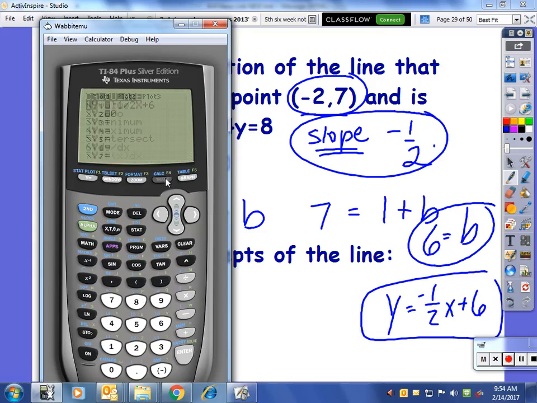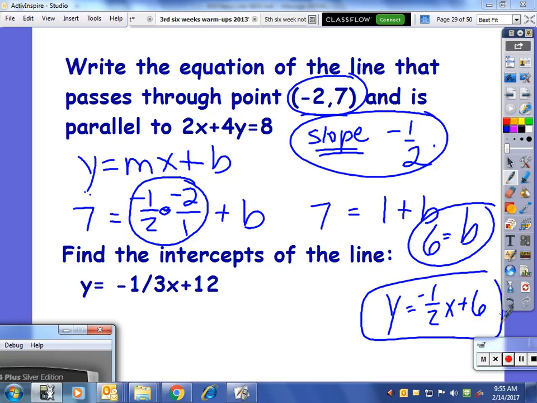I'm looking for the point -2, and there it is. Now, the one thing I'm not 100% sure about is if I had the right slope. But I can at least verify that this point is on this line. And if you're not sure if you got the right slope, then just double check yourself. Do it again. But we did. We got the right slope.